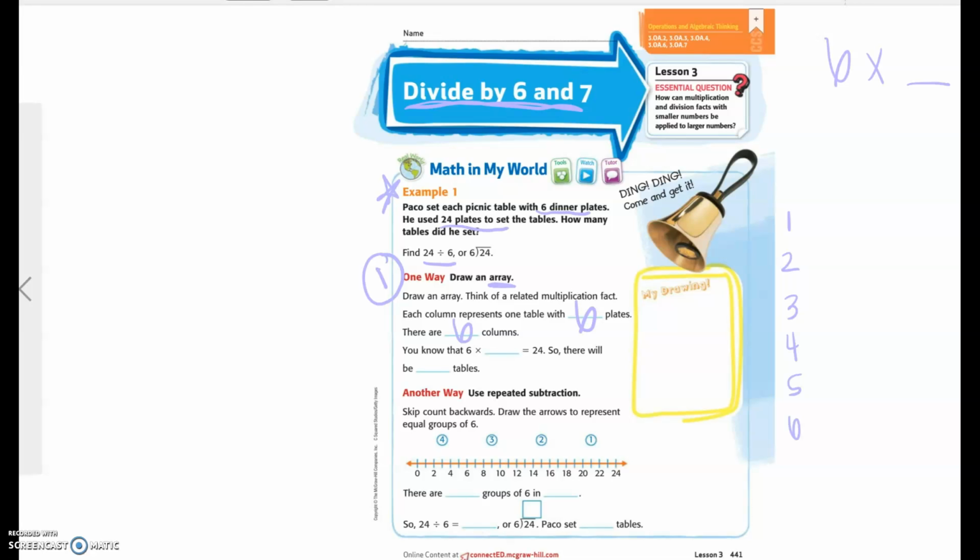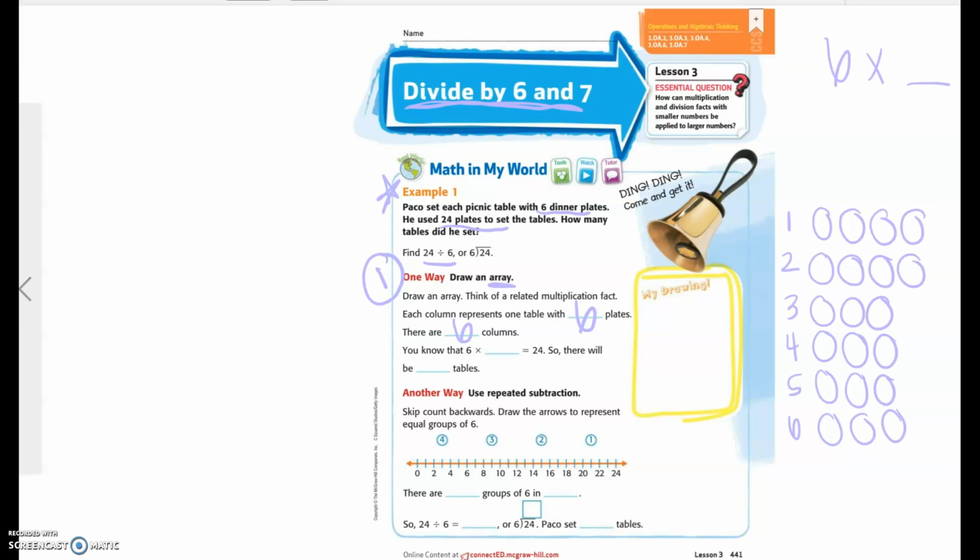Now, let's take the 24 plates and separate them evenly. I'm going to count them all out, and you draw this picture with me. 1, 2, 3, 4, 5, 6, 7, 8, 9, 10, 11, 12, 13, 14, 15, 16, 17, 18, 19, 20, 21, 22, 23, 24. So I used all my 24 plates.